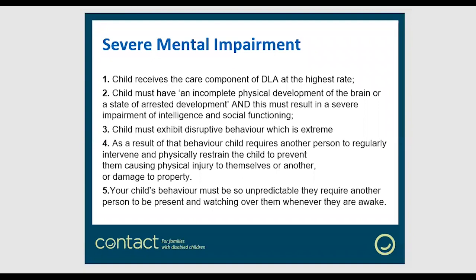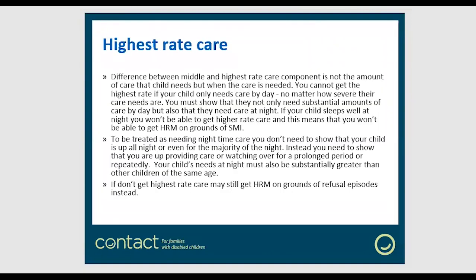So we're going to start with the very first one, which is you need to be able to show that your child is on the highest rate of personal care. So what this means in practice is your child not only requires frequent attention or continual supervision throughout the day, but that they also require some care during the night as well. So the difference between the middle rate and the highest rate of the care component is not necessarily to do with the amount of care that your child needs. It's more to do with when that care is happening.